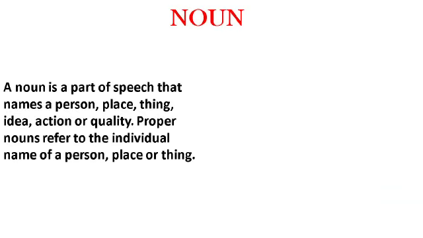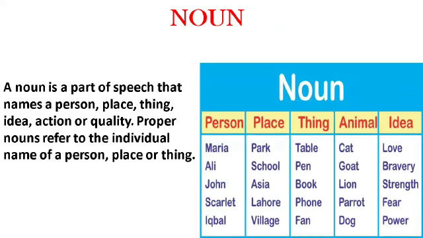Noun. A noun is a part of speech that names a person, place, thing, idea, action, or quality. Proper nouns refer to the individual name of a person, place, or thing. Here you can see an example of nouns for the person, place, thing, animal, and idea.